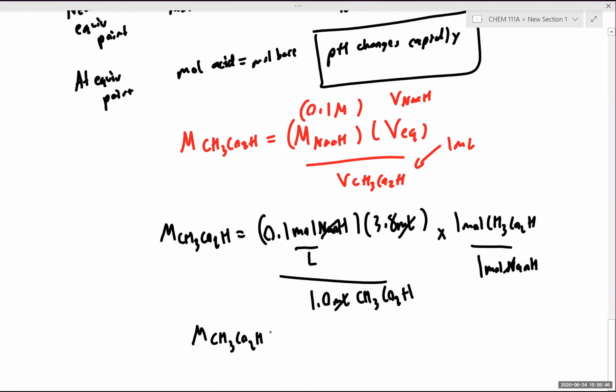for our molarity of acetic acid in our taco sauce, about 0.38 molar. Given our molarity was provided to 1 sig fig, we round this to 0.4 molar. So this is the approximate molarity of acetic acid in taco sauce that we determined in this experiment.